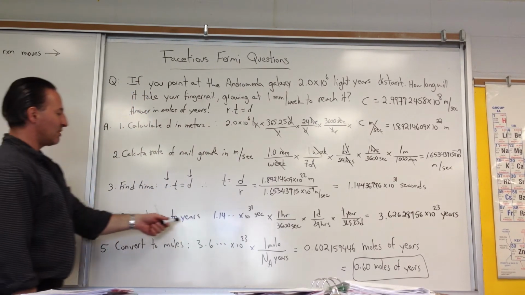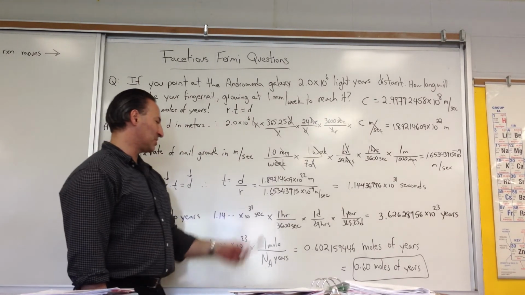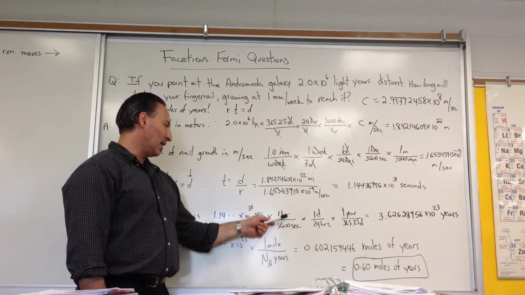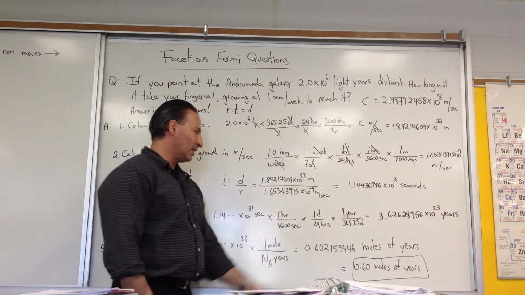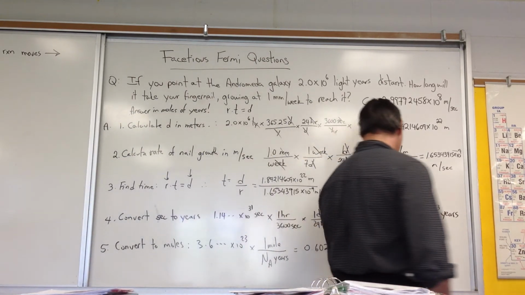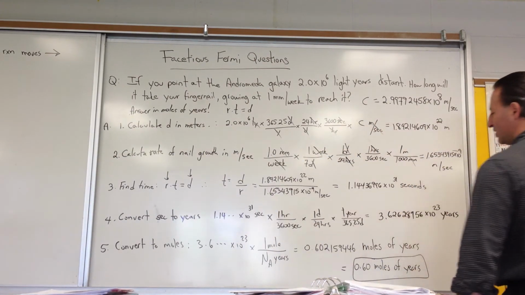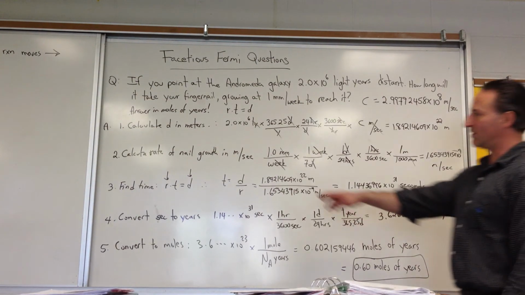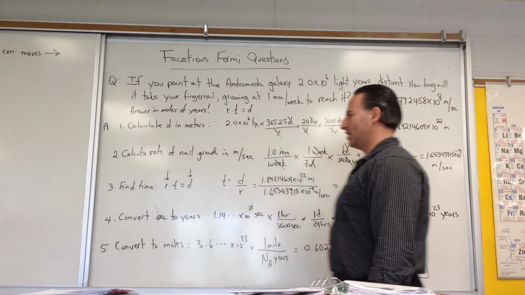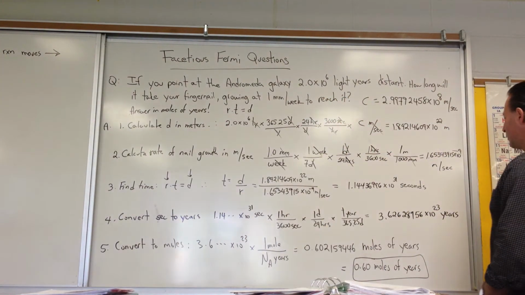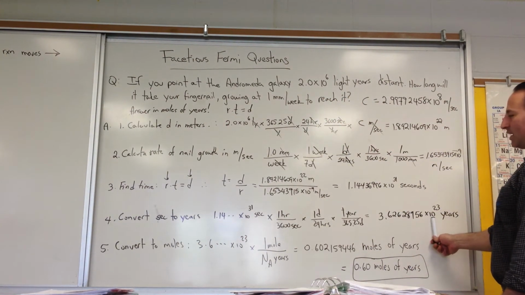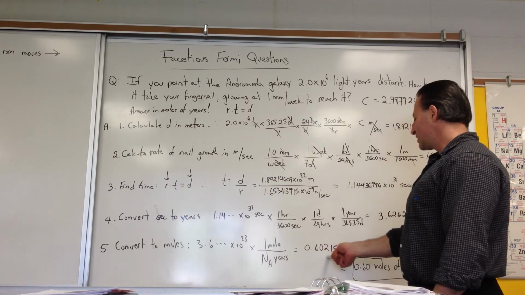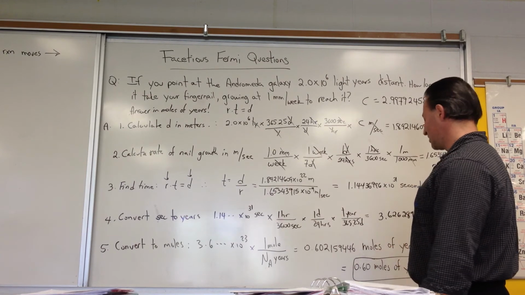Then we convert seconds back to years. 1.14 times 10 to the 31 seconds divided by 3,600 seconds per hour, divided by 24 hours per day, divided by 365 days per year, will give us an answer in years. 3.62 times 10 to the 23 years, but our question asked us to answer in moles of years. So we divide by Avogadro's number. This number divided by 6.02 times 10 to the 23, it takes 0.602 moles of years.